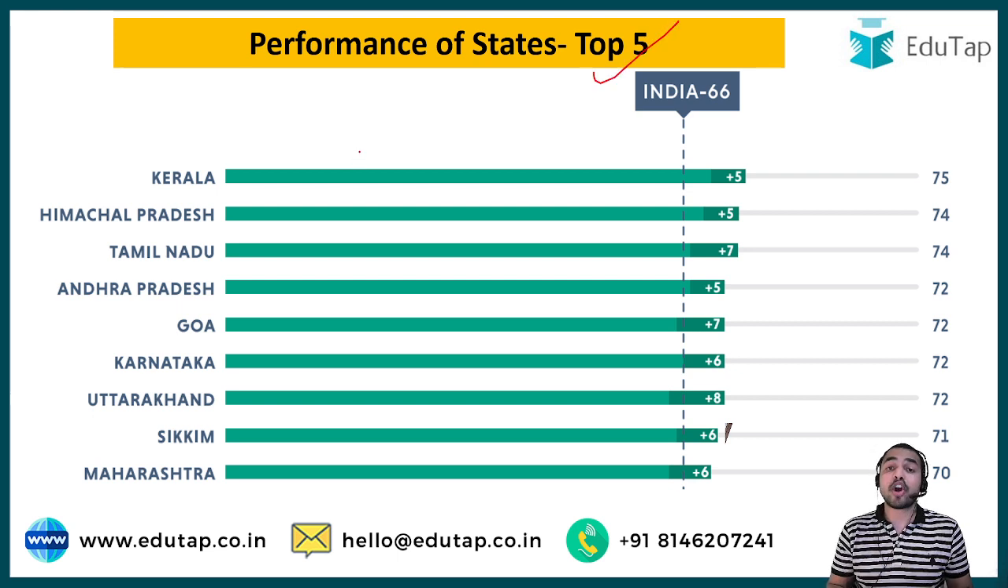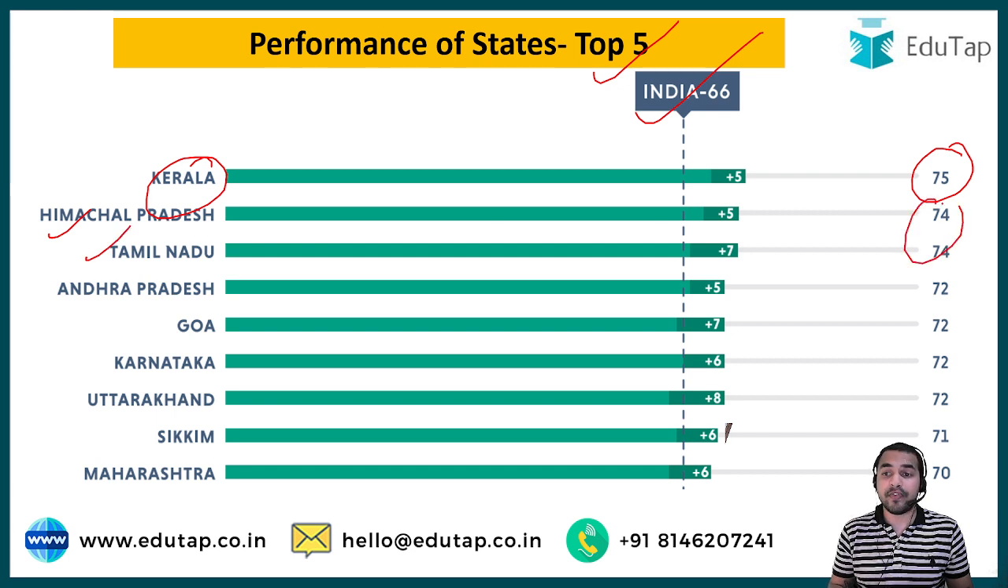So guys, if we talk about these top 5 states, we have already discussed that India's score was 66, and if we talk about the state which has topped this index, then Kerala is the state which has topped this index with a total score of 75, followed by Himachal Pradesh and Tamil Nadu with a score of 74, followed by Andhra Pradesh, Goa, Karnataka, Uttarakhand together on the 3rd position with a score of 72, followed by Sikkim on the 4th position with a score of 71, followed by Maharashtra with a score of 70 on the 5th position.